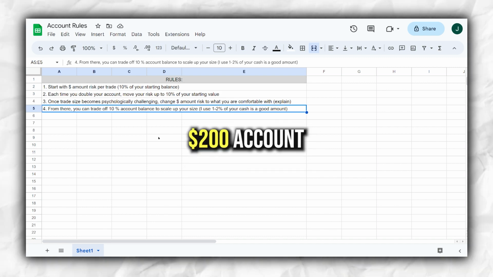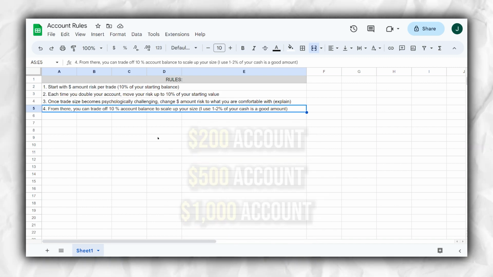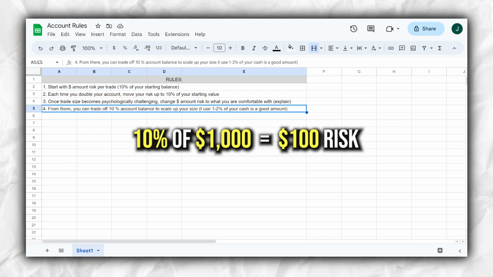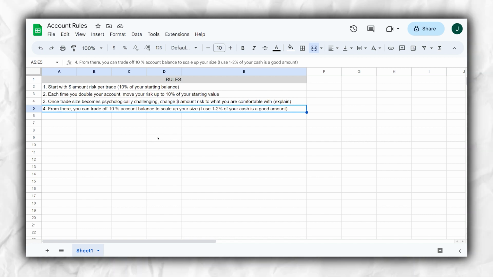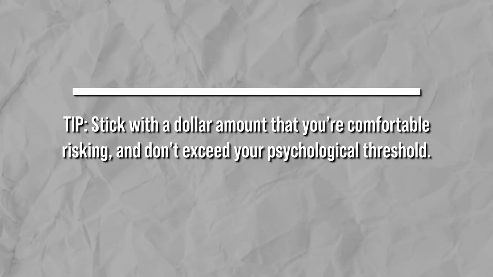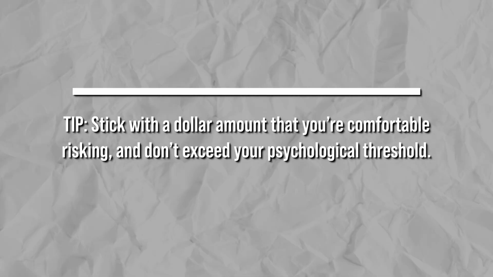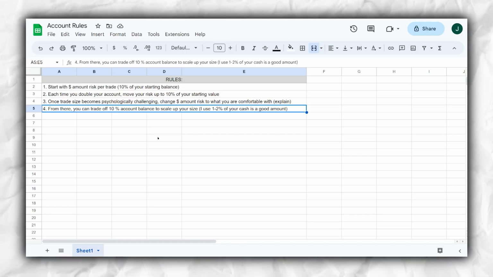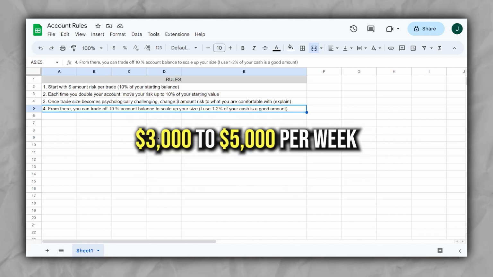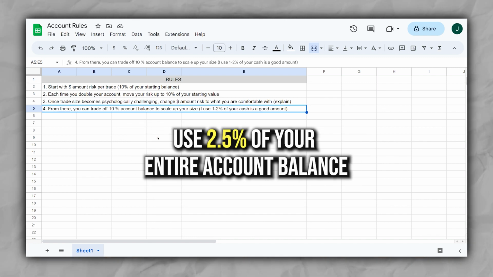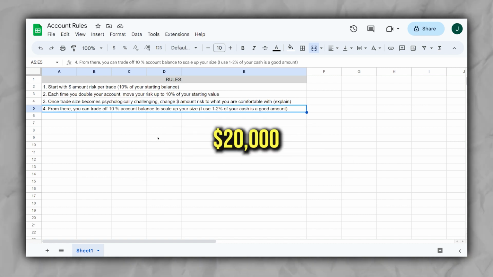Lastly, suppose you work your way up to a $1,000 account, and 10% of the balance per trade is $100, which is still too much for you to handle psychologically. In that case, it's better to use a smaller percentage until you feel more comfortable. Stick with a dollar amount that you're comfortable risking, and don't exceed your psychological threshold. For example, if you want to make $3,000 to $5,000 per week, you might use 2.5% of your entire account balance, which is around $20,000 for me, and increase it over time to try to double your income.